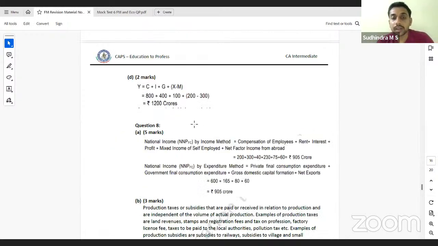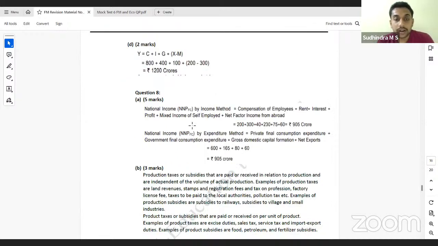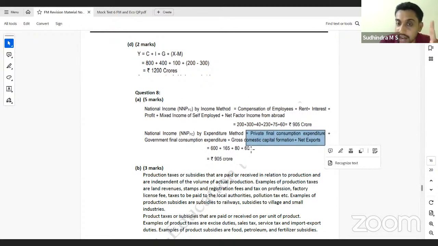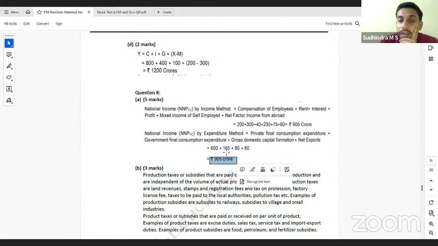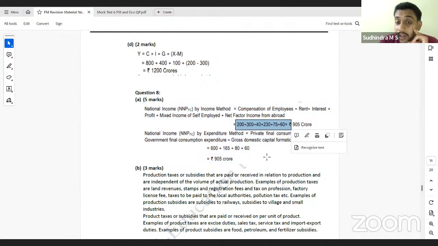Next question, question number 8. This is talking about calculation of national income by the income method and the expenditure method. Under the income method, the formula carries 1 mark. Calculation, half mark. Final answer of 905 crore, 1 mark. In the same way, expenditure method formula, 1 mark. Calculation, half mark. Final answer of 905 crore, 1 mark. Even though we get the same final answer, the calculations are different, so calculations are important.